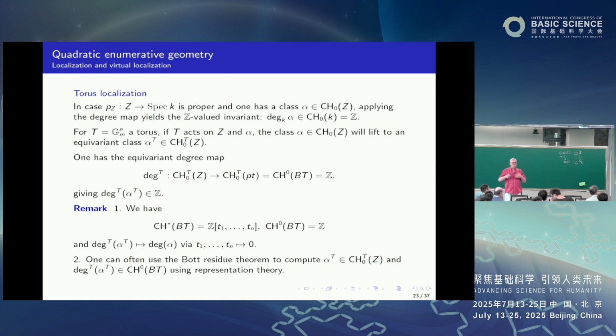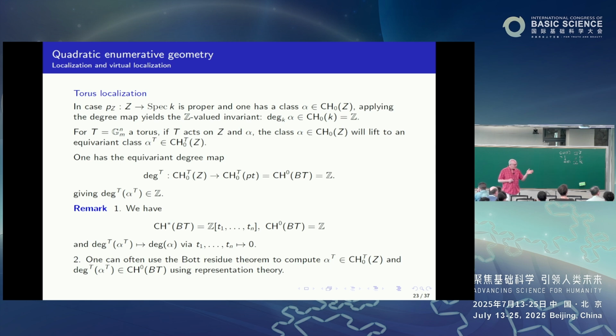One way is to impose a torus action on the whole problem. So make it equivariant. Now all the invariants live in an equivariant version of the Chow groups developed by Totaro, Edidin, and Graham. You get an equivariant class, and you have an equivariant degree landing in the Chow 0 of BT, but that also turns out to be Z. The entire Chow ring of BT, the classifying space of the torus, is a polynomial ring. The degree of the variables is 1, so if you have something in degree 0, it's just an integer, and that's the integer you want.